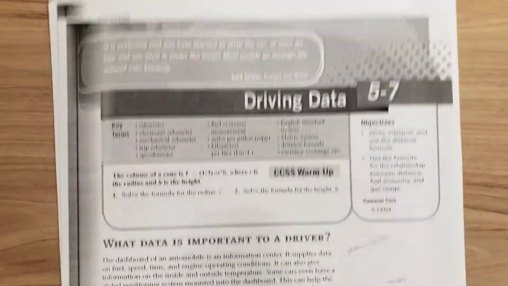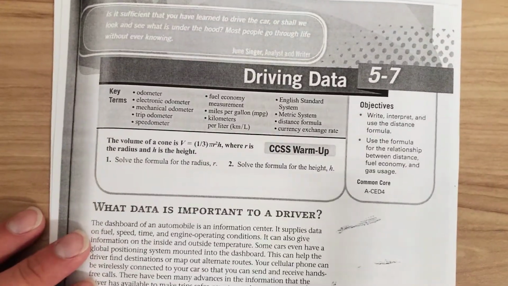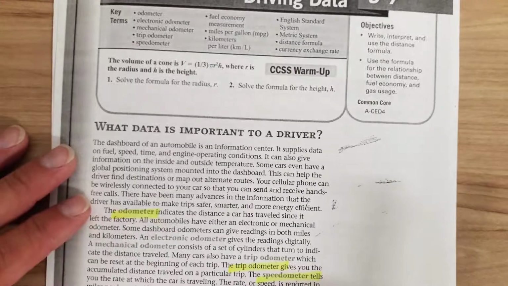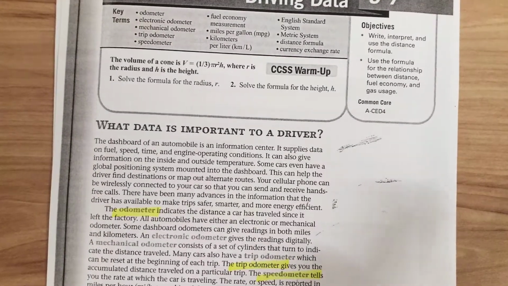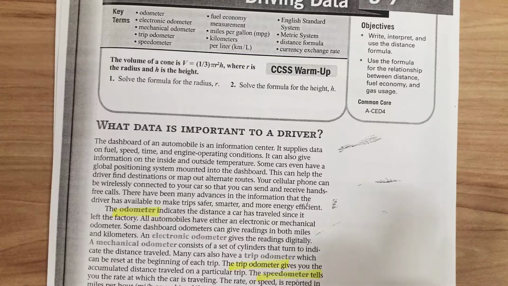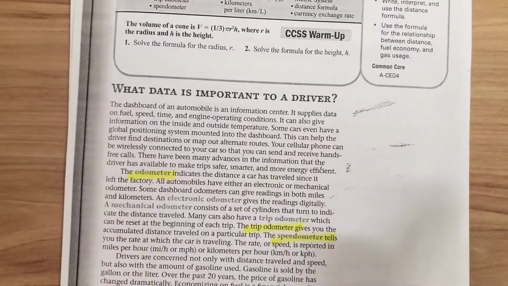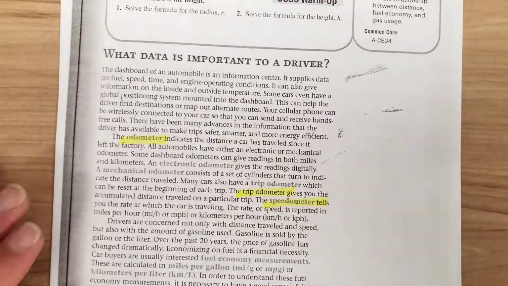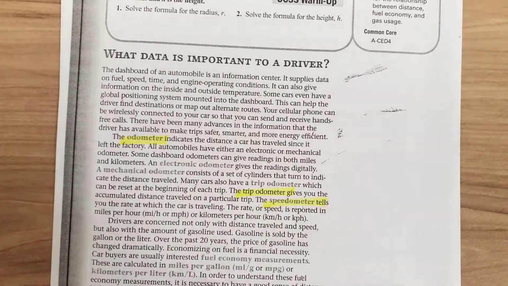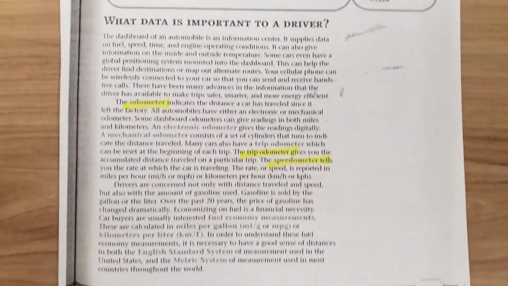Assignment 41 has to deal with driving data, and data is important to a driver because we need to know things like how many miles the car has on it or how many miles we're going to be driving it. So there is some reading here that needs to be done as you're going through this.